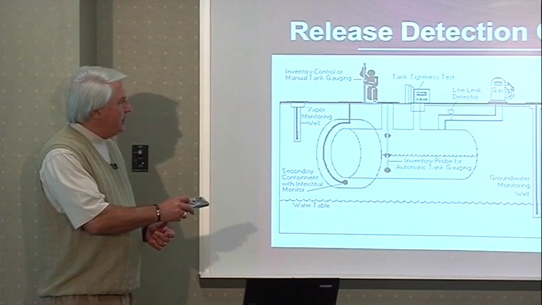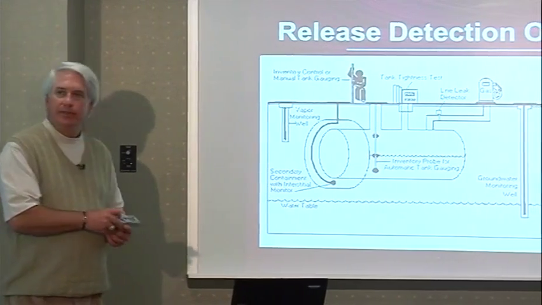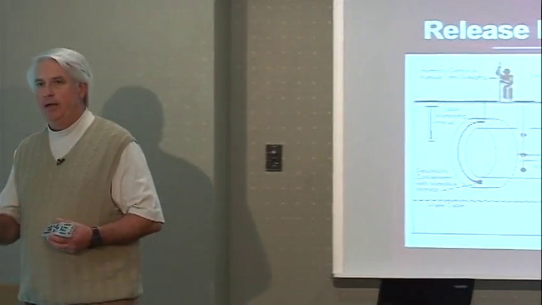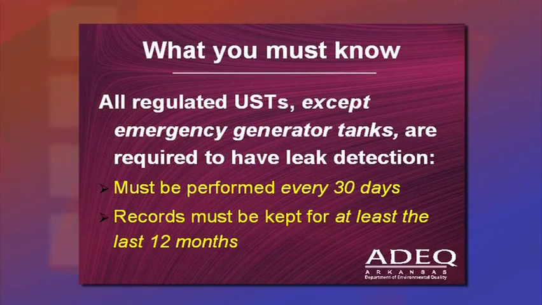Here you have your tank tightness test and your line leak detectors. And if you have a line leak detector, it indicates that you have pressurized piping. So, just a picture of what's actually out there. And this is what we already talked about: these monthly release detection tests have to be performed every 30 days, and you've got to keep the last 12 months of these records.